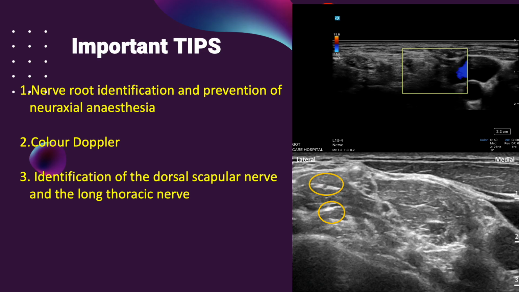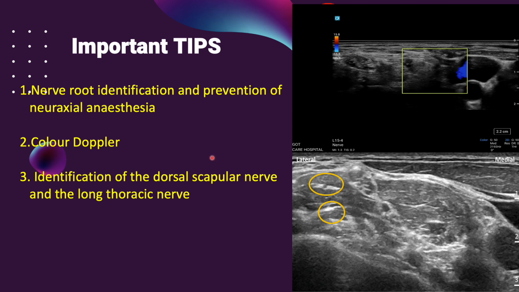So, what are the important tips while performing this block? Nerve root identification and prevention of neuraxial anesthesia is very important. We know that the sonoanatomy and the resulting image of the transverse process allow us to identify specific nerve roots with precision. As the nerve roots emerge from the intervertebral foramen, they are encased in a dural sheath for a short length. So, injection of the local anesthetic in the immediate proximity of the transverse process carries a risk of epidural or spinal anesthesia and should be avoided.